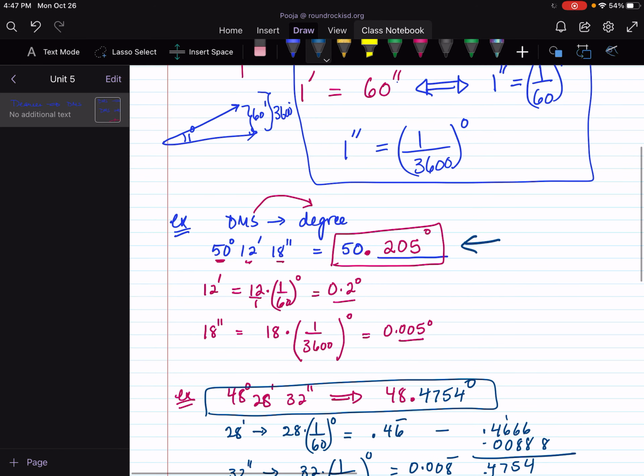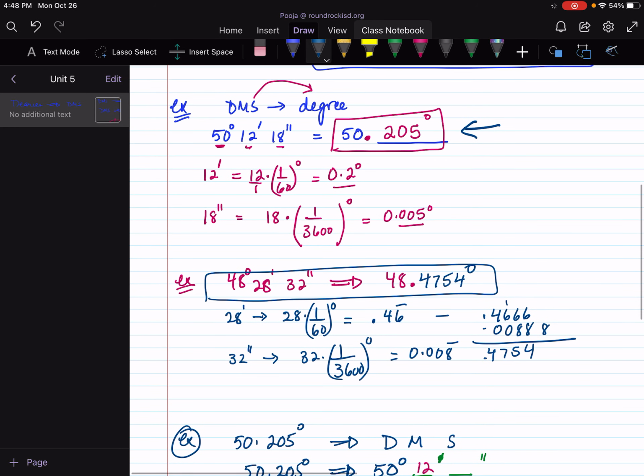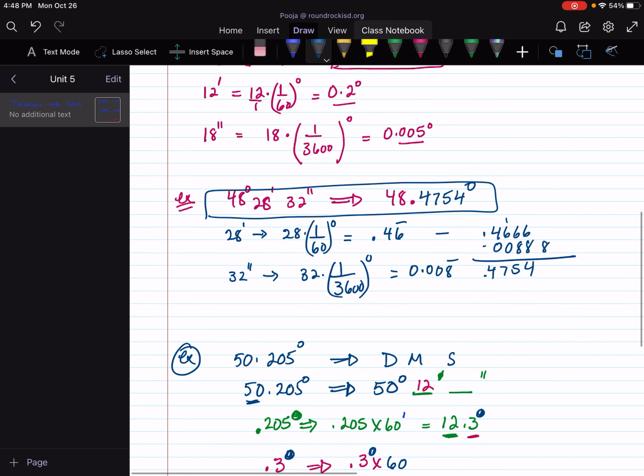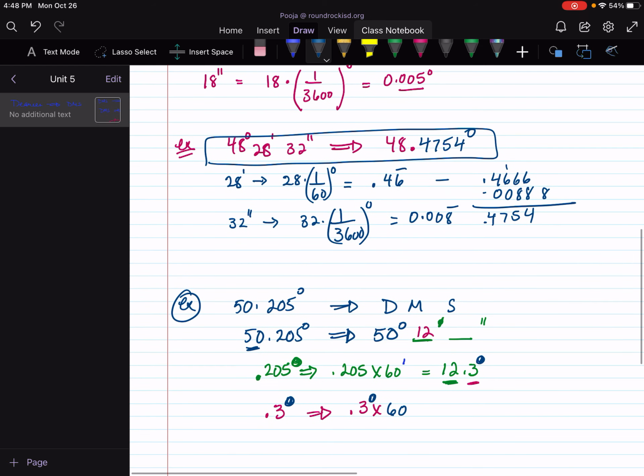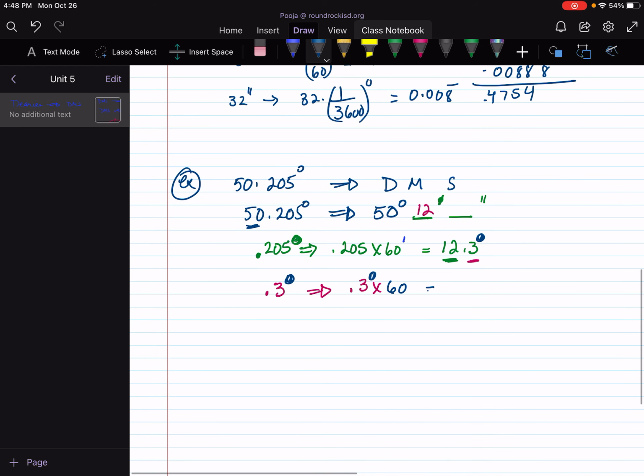I'm still working on this example right here, right? Okay, all I have to do is multiply these. So 0.3 times 60 would be 18. Yeah, that is correct. And then that turns out to be that many seconds, and this goes in the seconds part.